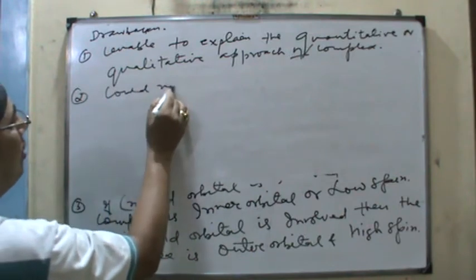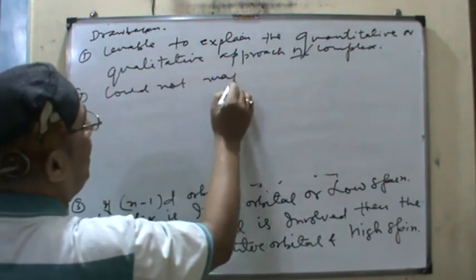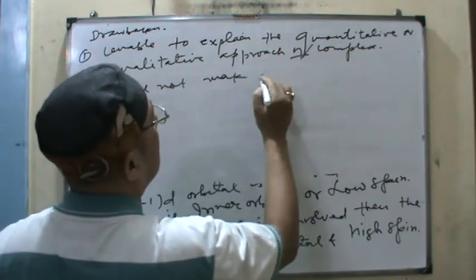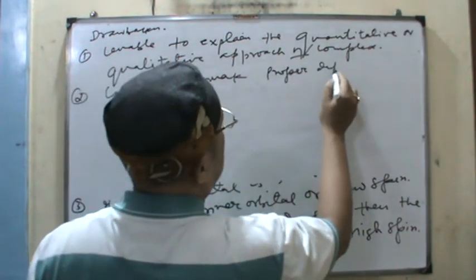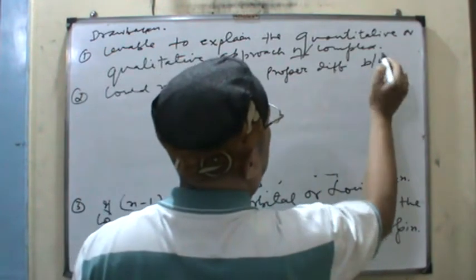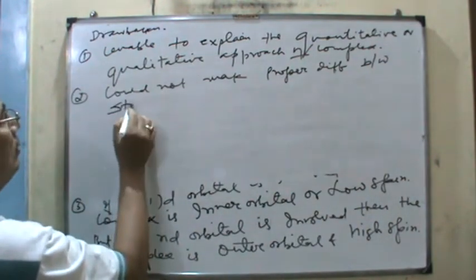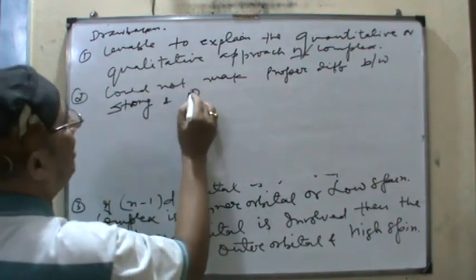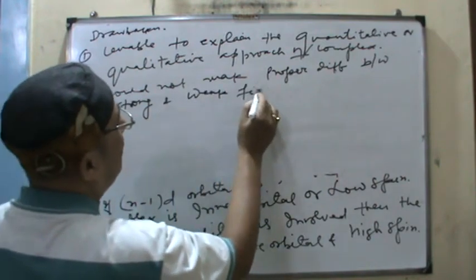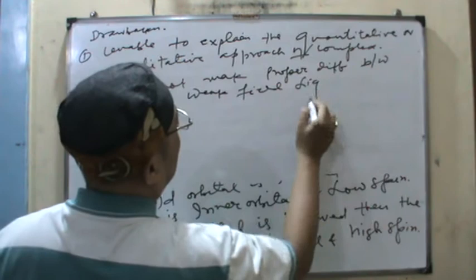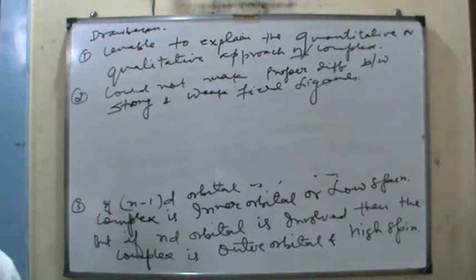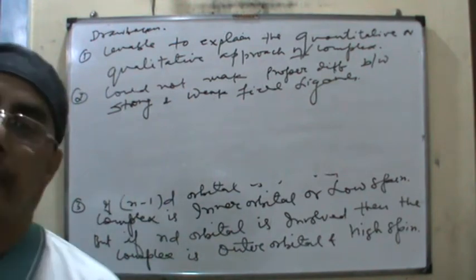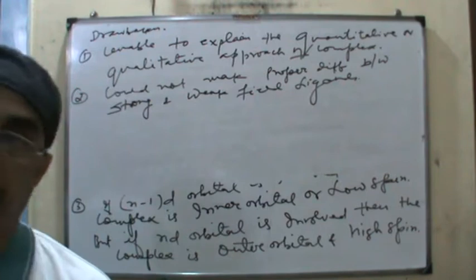It could not make a proper difference between strong and weak field ligands. This is all about the postulates of the VBT.